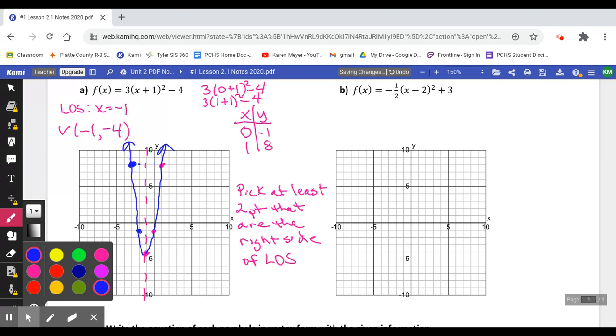And the last thing I have to do is tell if it's a min or max and what that value is. So does everybody notice it opens up? If it opens up, then the vertex is the lowest point. So that means it's a minimum.